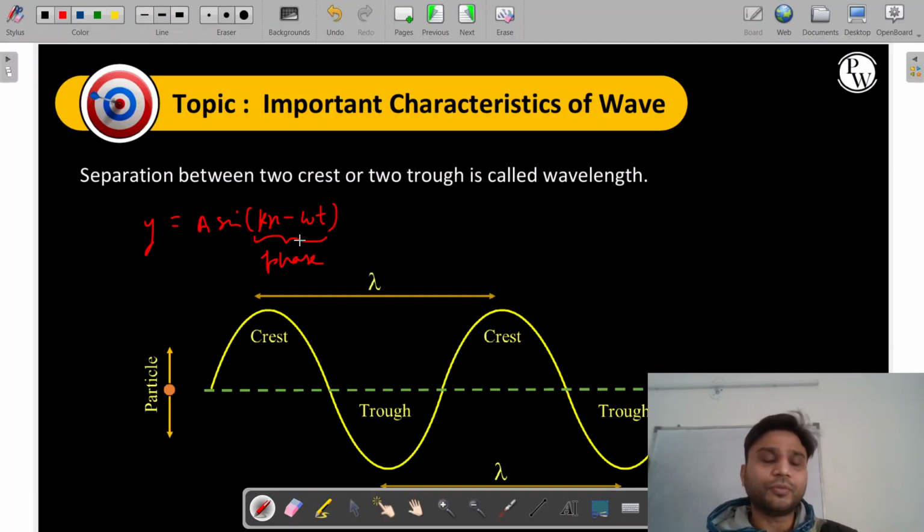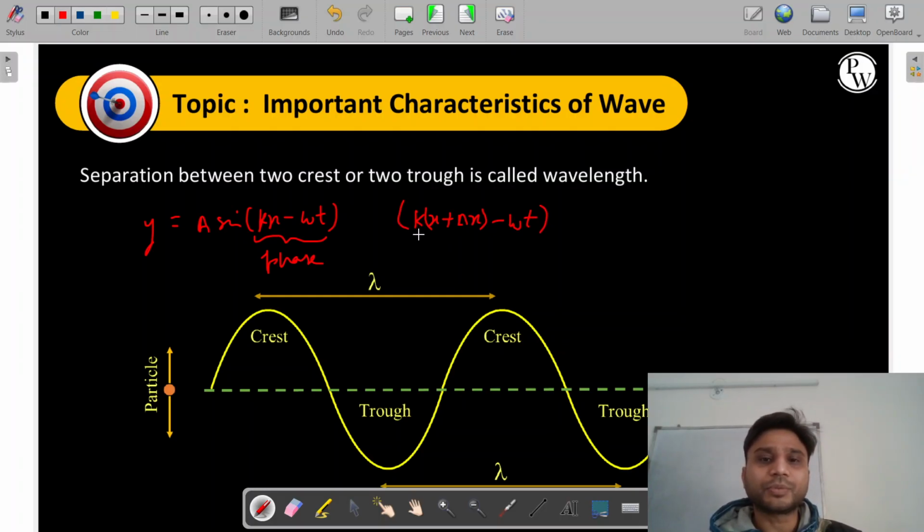So what is the minimum change in x for which the displacement of the particle is the same as what we are seeing at this position and time? That minimum change in x is called the wavelength of the wave. So let us change x by some delta x distance. You can take it as negative x as well. There is no boundation to that. We'll get the same answer.